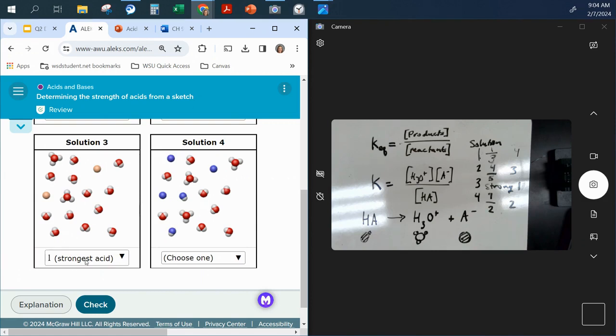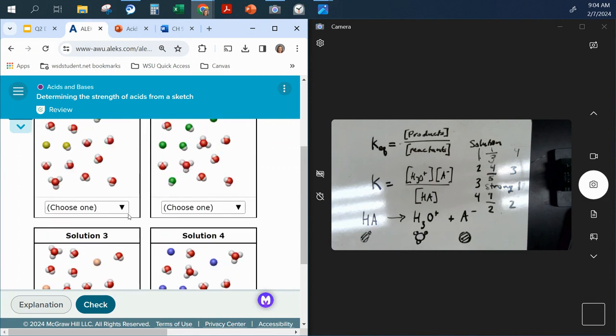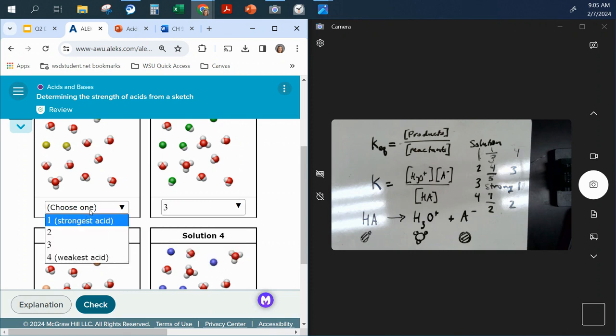Okay, so strongest, and then 4 is second strongest. 2 is the third strongest. 1 is the weakest.